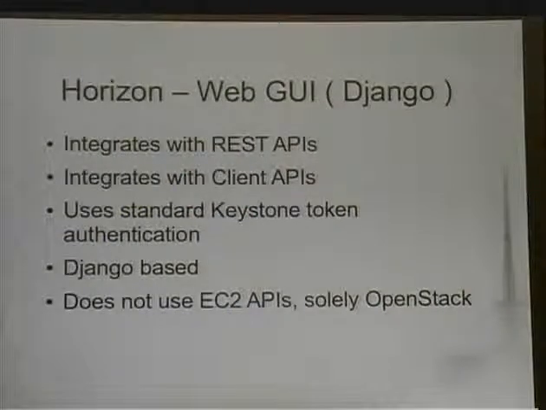It integrates with the REST APIs, integrates with client APIs, and uses standard Keystone. It's Django-based and does not use EC2 APIs, solely OpenStack. So if you use Horizon and you expect EC2 compatibility, you're going to have incompatibility. Someone will deploy an instance with a security group, quota set, and network set in Horizon, and then your EC2 command line utilities will not know how to deal with it.